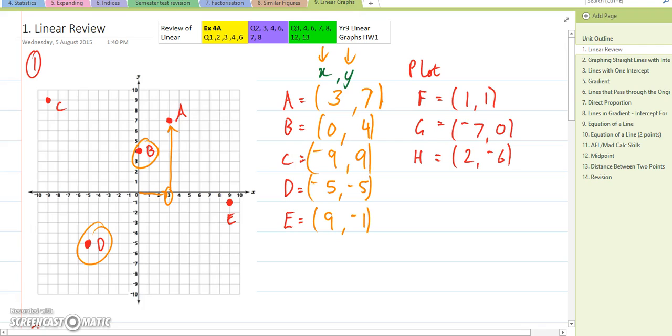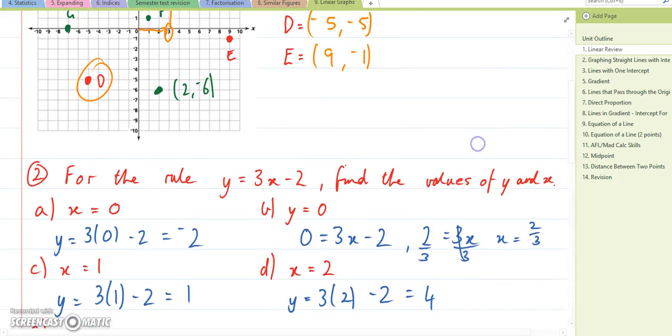If we were plotting these points, it's the same process. We get our x value to work out how far left and right we need to go, and y for our up and down. So F is going to be 1 unit to the right and 1 unit up, which is just there. G is 7 units to the left and doesn't go up or down at all, so it's on the x-axis. And H is 2 units right and down 6. So that would be 2 and negative 6. So make sure you're really clear on that. We're going to build on that in just a moment.